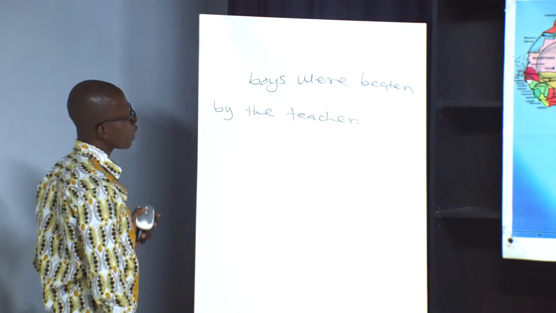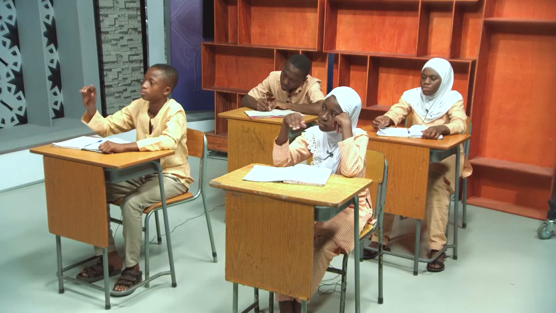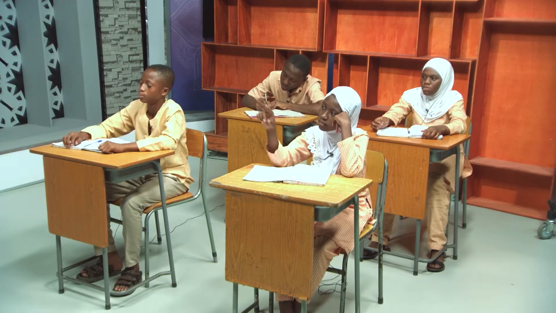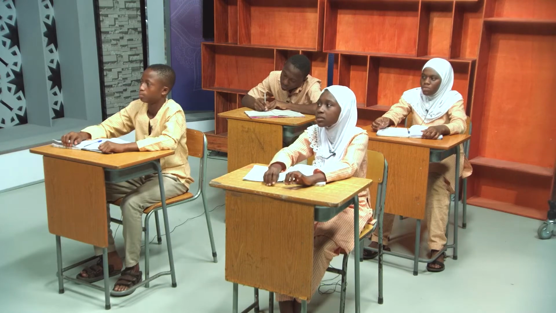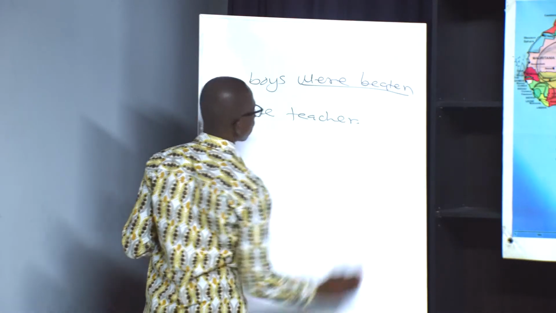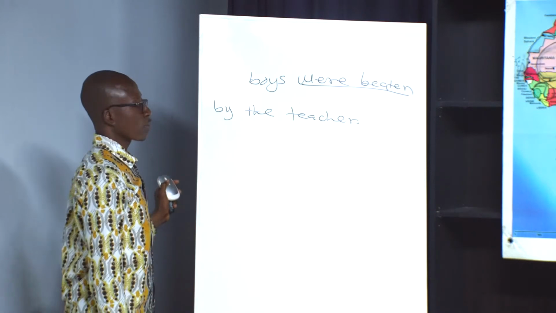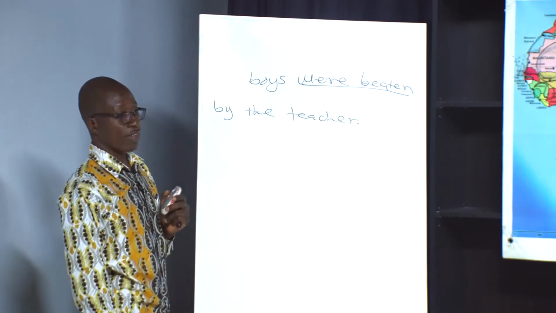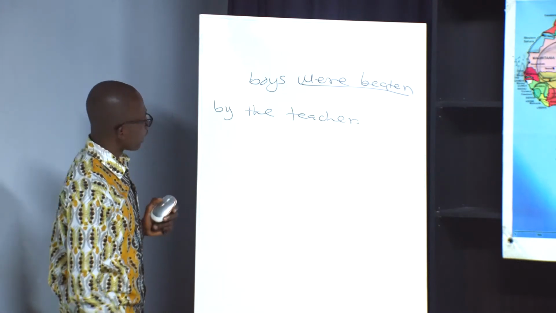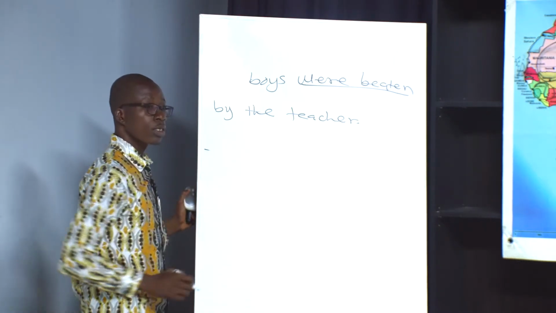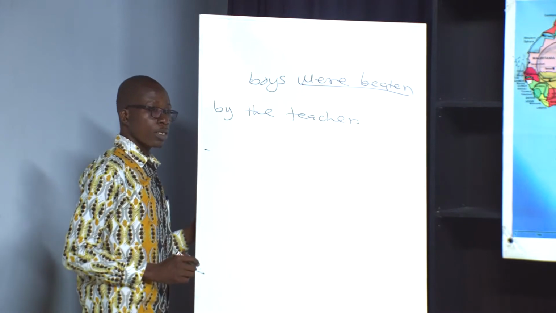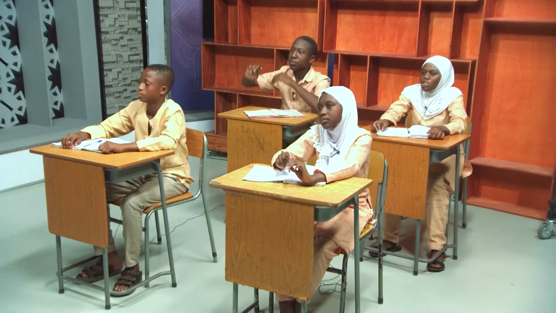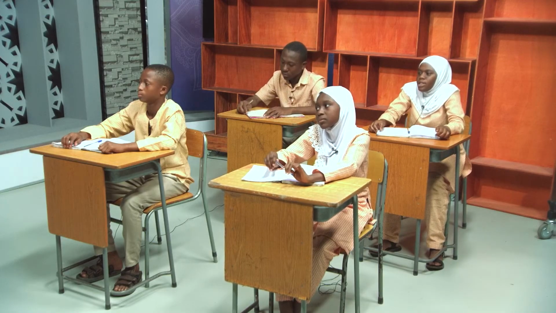Good. So where is our tense? The past perfect. Yes, Alma. Were beaten. Good. So we have this. Were beaten. Were is past, beaten is perfect. Perfect. Good. Then another one. Yes, Josefa. She was sent by her mother.